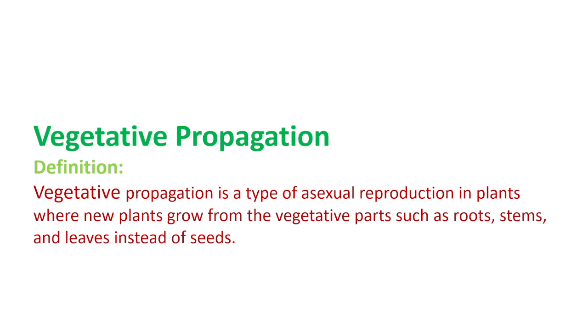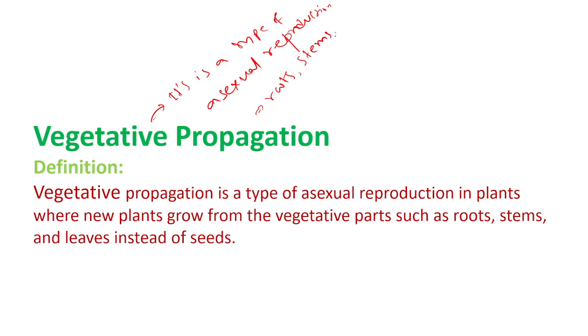First of all, we discuss the definition of vegetative propagation. Vegetative propagation is a type of asexual reproduction where mainly we use vegetative parts of a plant such as roots, stems, and leaves.